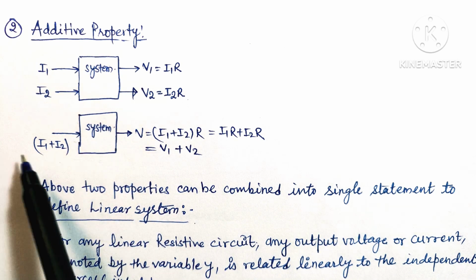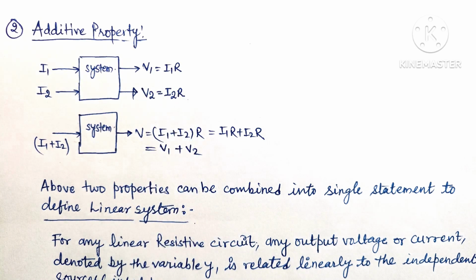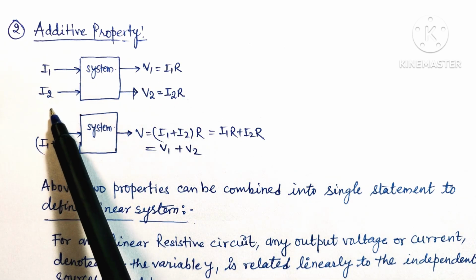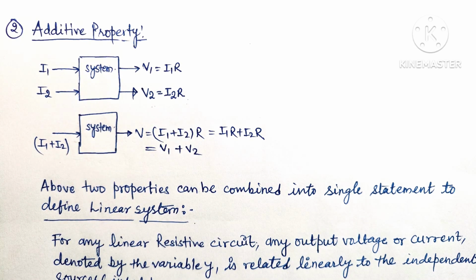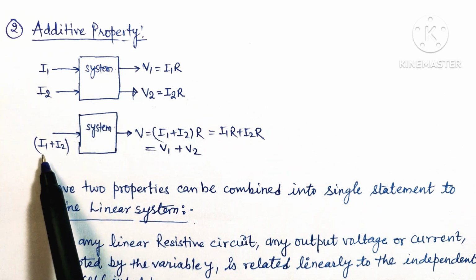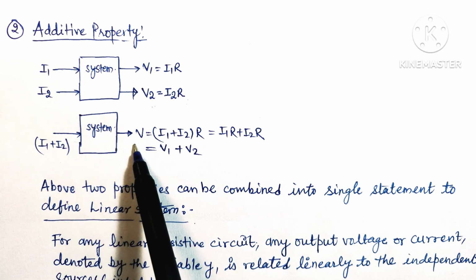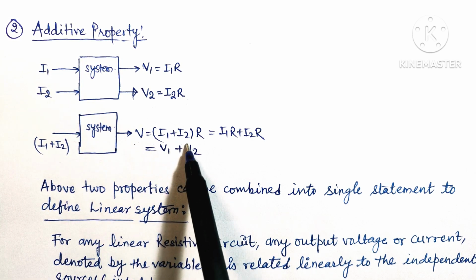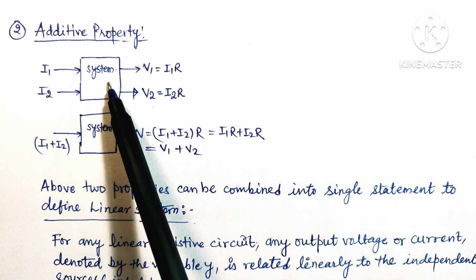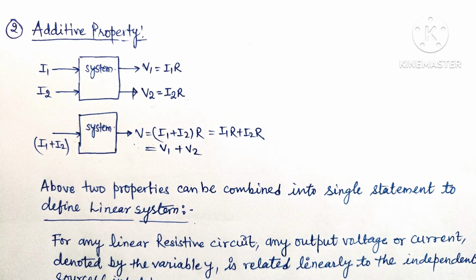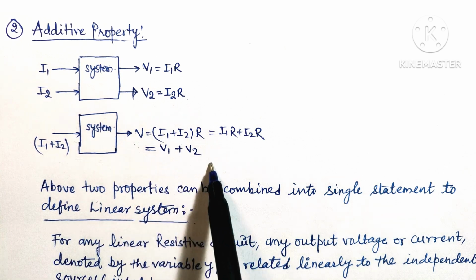The additive property says that if current I1 is applied at the input and voltage V1 equals I1 times R at the output, and if we apply current I2 at the input and get voltage V2, that is I2 times R, then according to the additive property, if we apply I1 plus I2 at the input, the summation of these two inputs, then the response at the output will be V equals (I1 plus I2) times R. This means the effect of both inputs separately at the system will be added when both inputs are added at the input side. So the output will be equal to V1 plus V2.